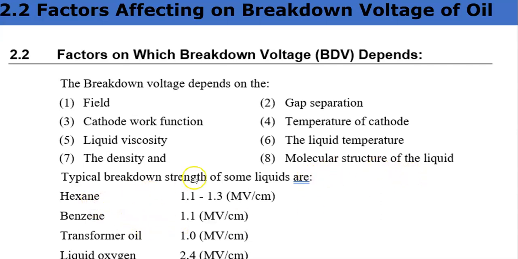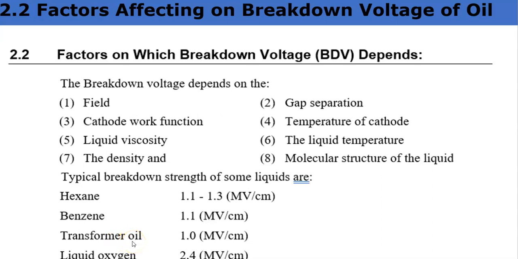And now you have to remember the typical breakdown strength of liquids. 40 kilovolt per centimeter I told you for commercial, and for pure it will be in megavolt. So here it is given: hexane 1.1 megavolt per centimeter, benzene 1.1, transformer oil 1 megavolt per centimeter. So this is pure transformer oil, mind you, not general oil.